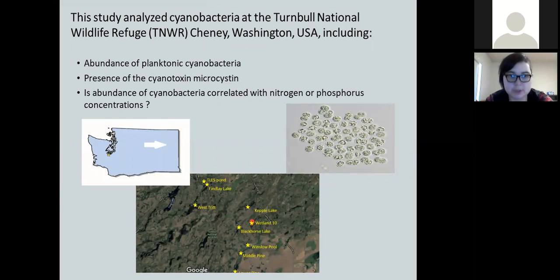We decided to choose Turnbull because it has been previously analyzed that there has been a nutrient over-enrichment due to local anthropogenic activities, such as dairy operations, grazing, septic systems, and agricultural runoff.